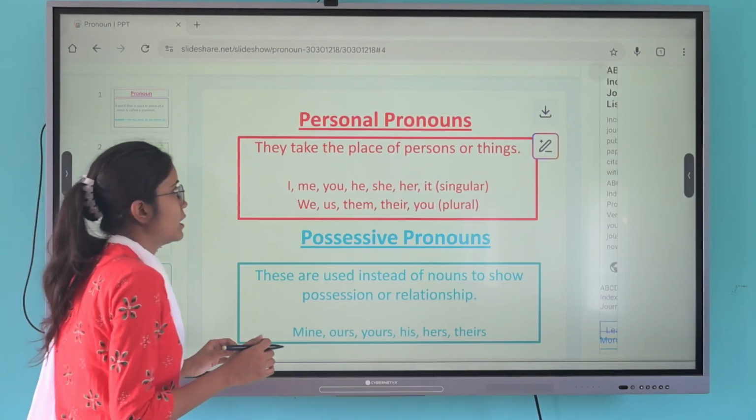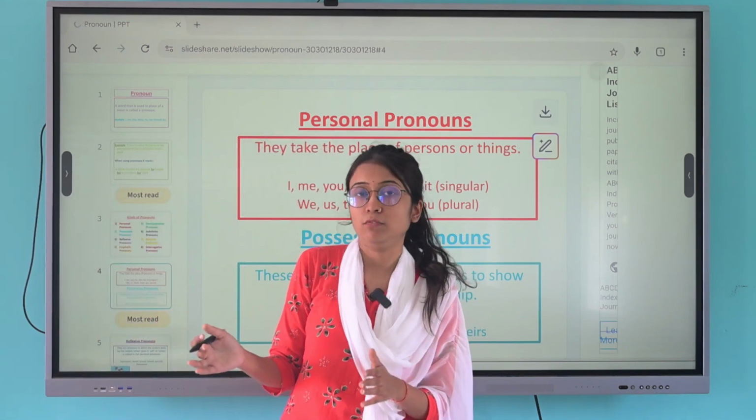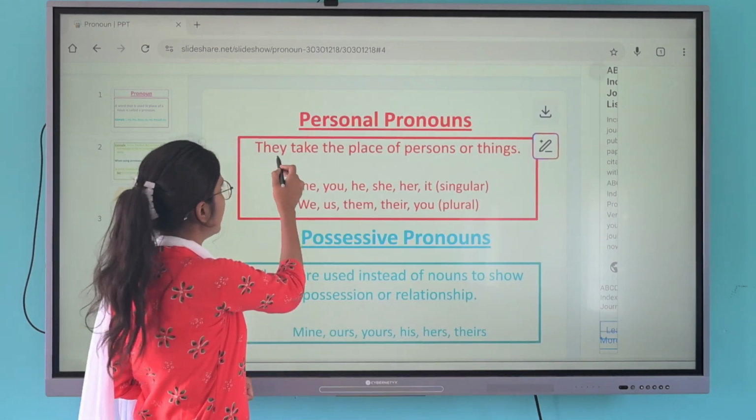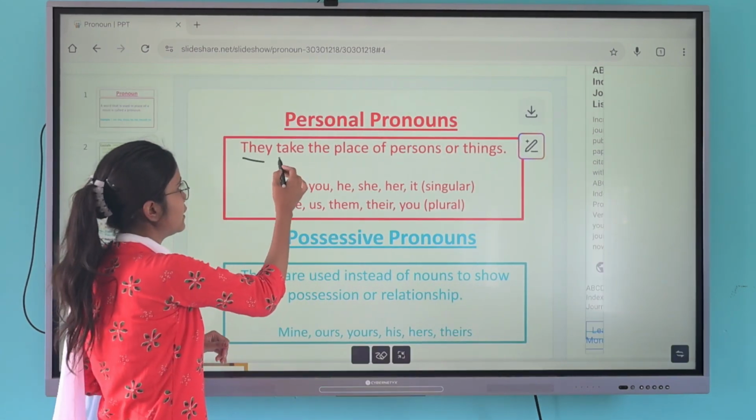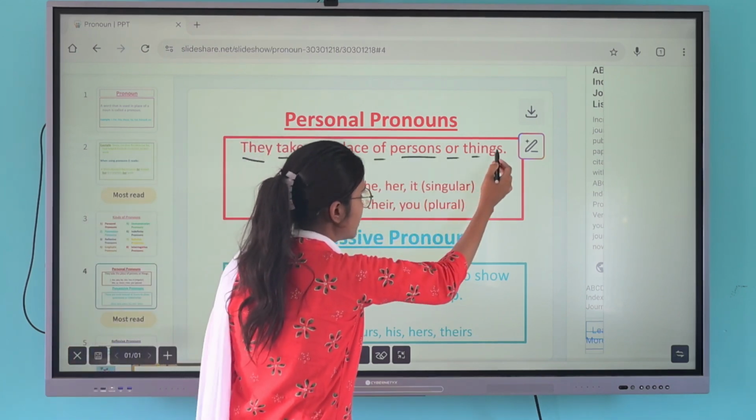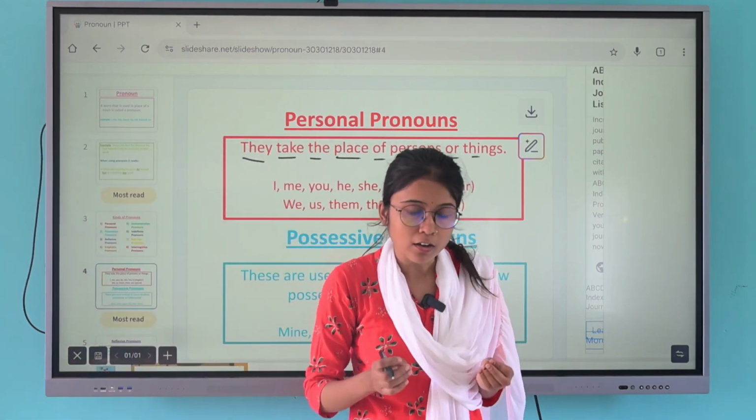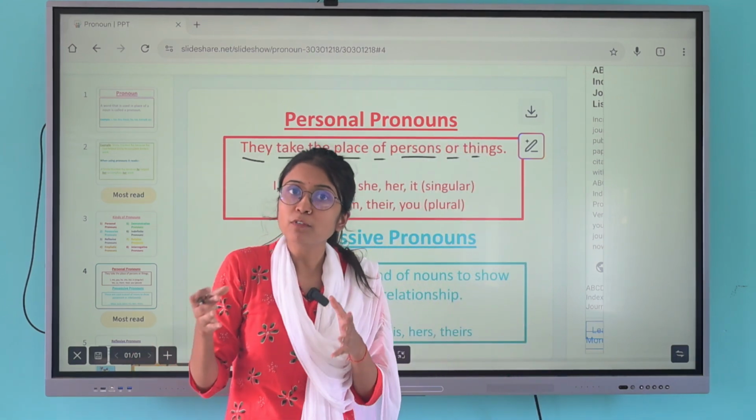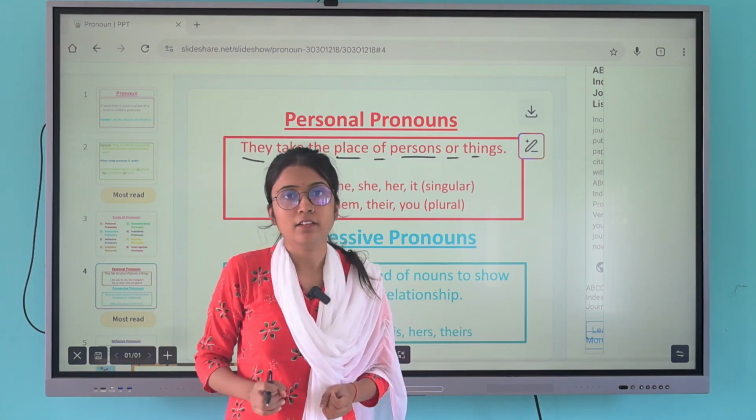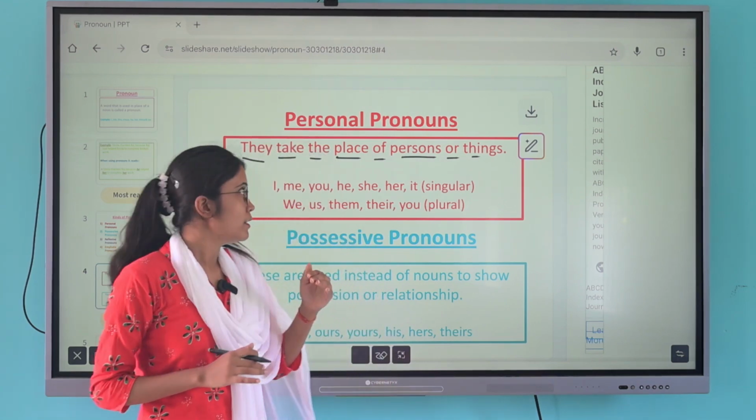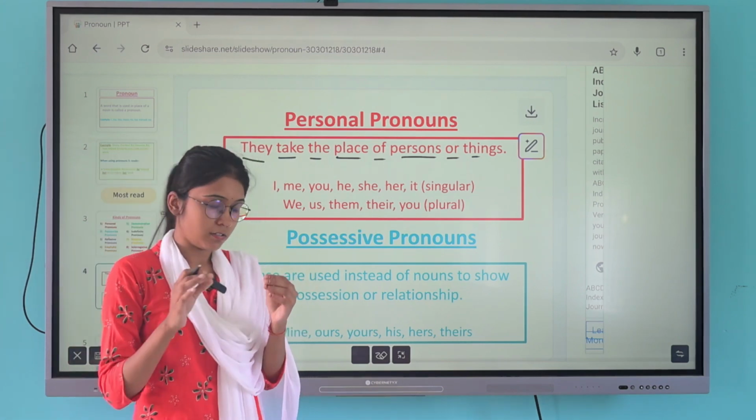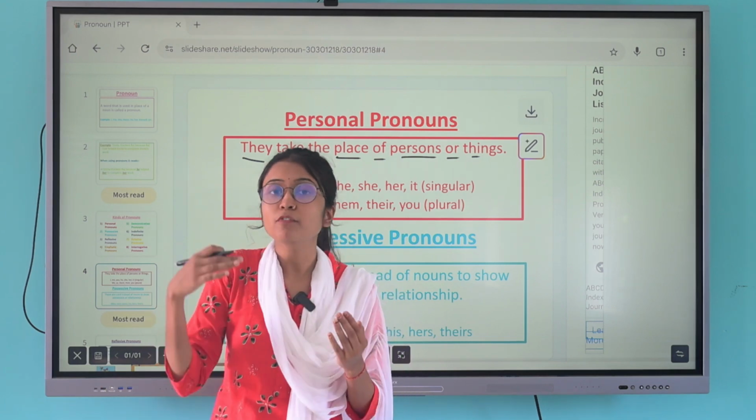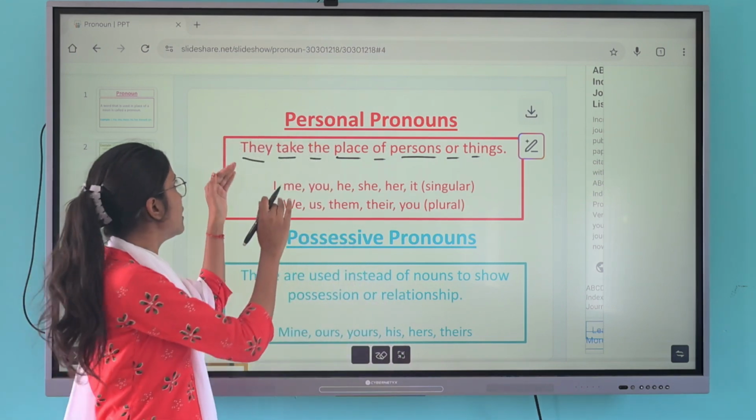Okay, so let's discuss what is personal pronoun. Here we can see how personal pronouns are used. So what is personal pronoun? They take the place of person or thing. Personal pronoun generally replaces any specific name of person, place, or also things. Okay, so what is personal pronoun? When we replace any specific name of person and place, that is called personal pronoun.